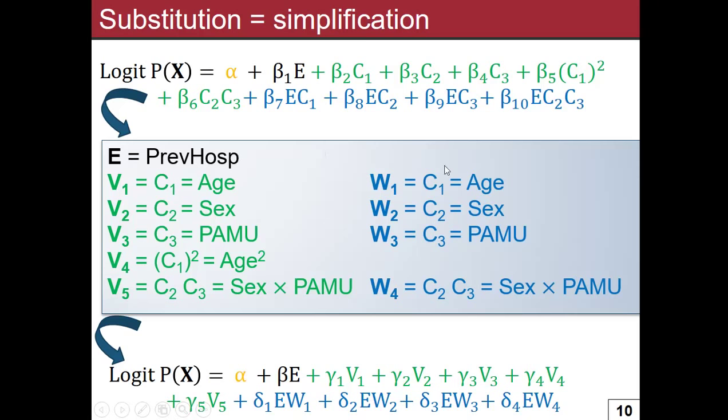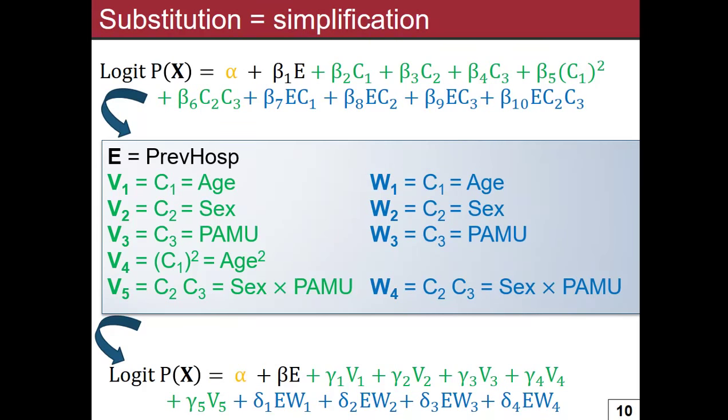And then we have these other terms that are multiplying by exposure, and these operate in an effect modifying way: age, sex, PAMU, and then sex by PAMU. And then we essentially rewrote this model above in terms of the E's, the V's, and the W's. We even gave them their own coefficients. So beta is now reserved just for the exposure. And then you have gammas and deltas corresponding to the V and the W terms. Okay, so that was where we landed at the end of last time.